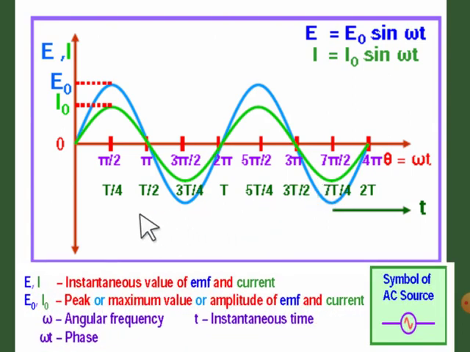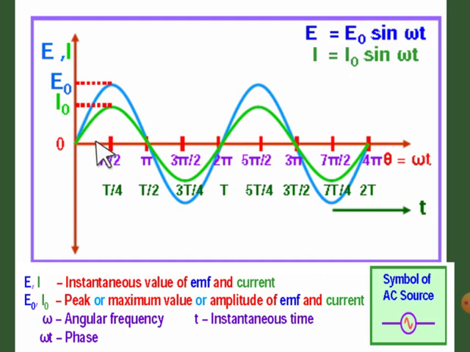Now what are these? As I told you, E and I are the instantaneous values of EMF and current, and E naught and I naught are the peak or maximum values, or amplitude, of EMF and current. You can call this amplitude as it is in the form of a wave. This amplitude is the maximum displacement. At this time the instantaneous current will be up to this point, but the EMF will be coming from here up to this blue mark.